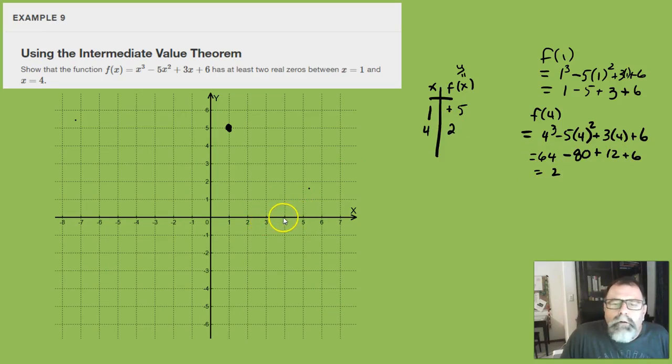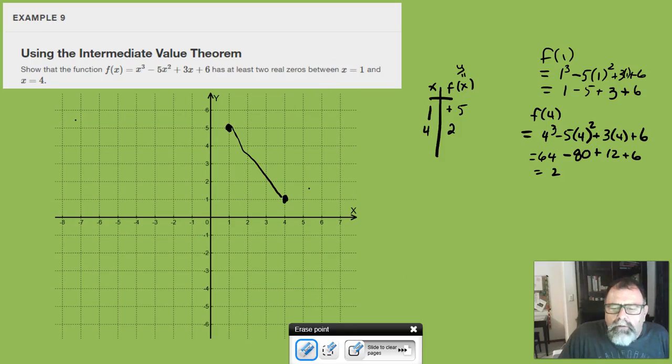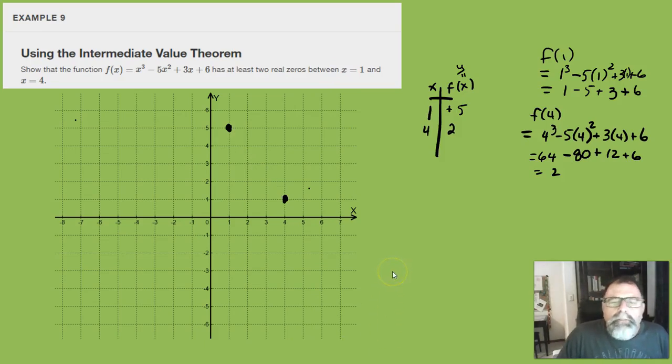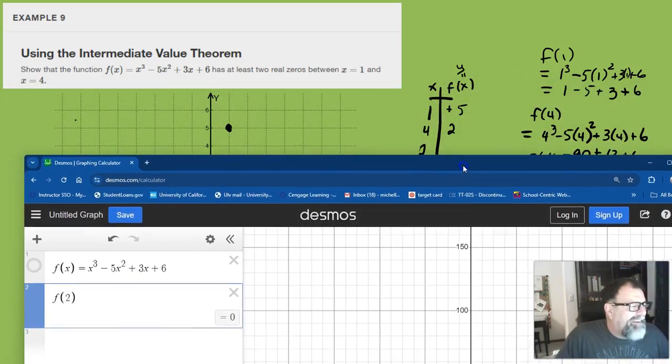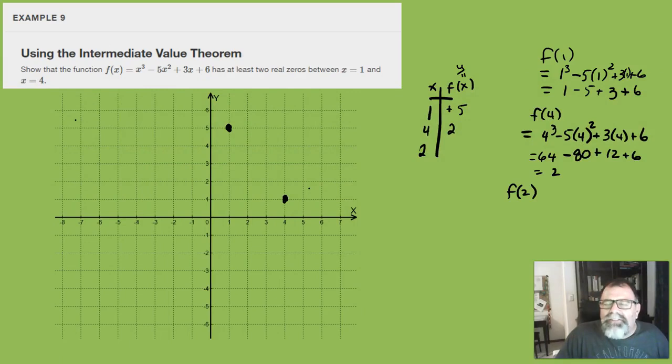So f of 4 is 2. Now, the thing is, we can connect these without crossing the x-axis. But they told us that there's 2. Actually, let me just do that. So let's try f of 2 now. To save time, I'm just going to do it in Desmos. So f of 2 would be 0. Oh, I got lucky on that one. So f of 2 is 0.